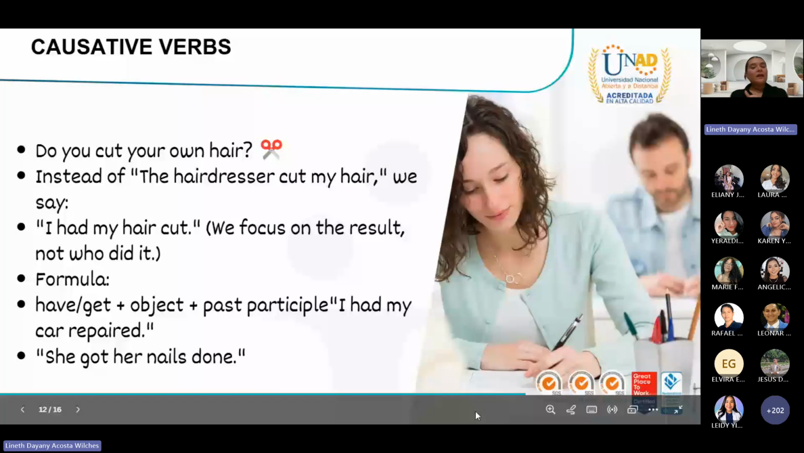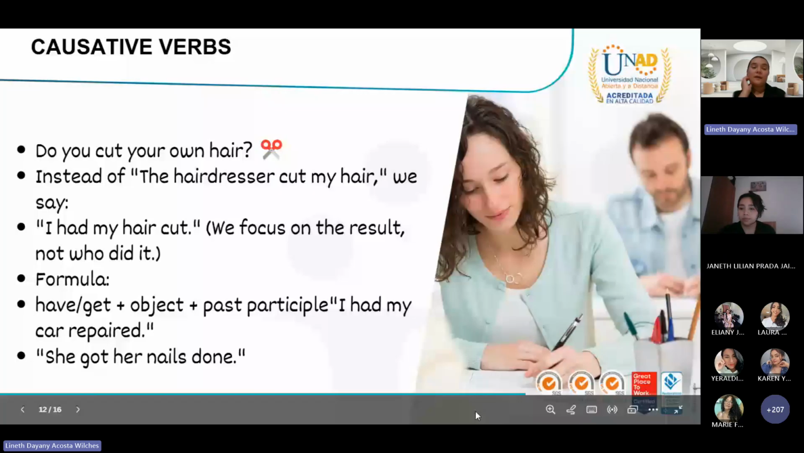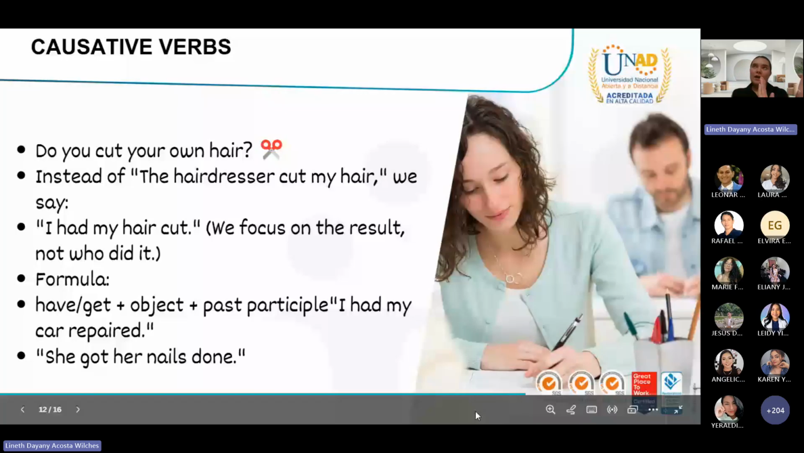Also, it is important to know that we focus on the result, not on who did it. So it is similar to the passive voice, kind of similar, but maybe a little bit shorter. In this case, we can use have and get, but at the end with the past participle of the verb do. So in this case, done. So we have here a small formula, and it is have or get.